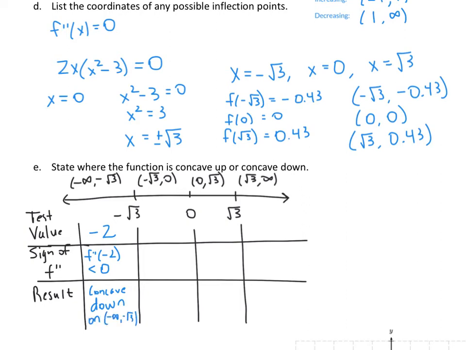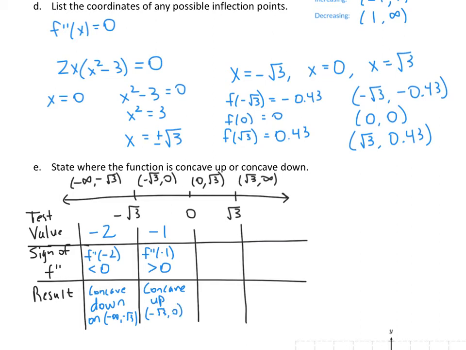Okay, now the next interval, negative square root of 3 to 0, we've got to pick a test value out of there. For example, a negative 1 would probably be a good test value. If we plug a negative 1 into our second derivative, and again, you can pause this video and plug it in yourself, we get a positive value. The second derivative is positive. Since it is positive, that tells us that we are concave up on this interval. So we are concave up from negative square root of 3 to 0.